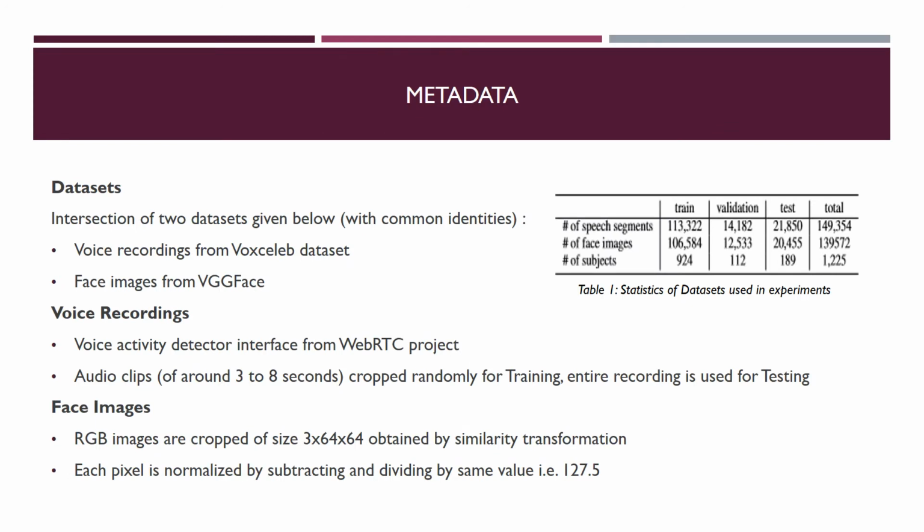The data used consists of the intersection of the following two datasets having identity labels. Voice recordings are from the VoxCeleb dataset and face images are from the VGG Face dataset. For voice recordings, the voice activity detector from the WebRTC project is used to classify a piece of audio data as voiced or unvoiced. Audio clips are cropped randomly for training, but entire recordings are used for testing. Images are cropped by similarity transformation, which means that the cropped image is similar to the original figure. Each pixel is normalized by subtracting and dividing by the same value, that is 127.5.